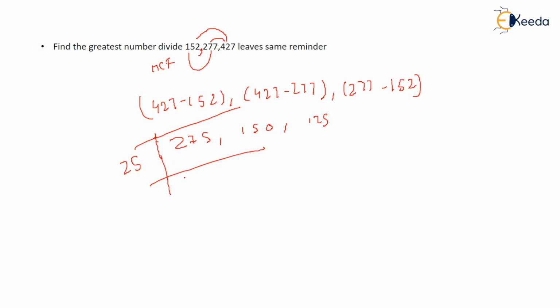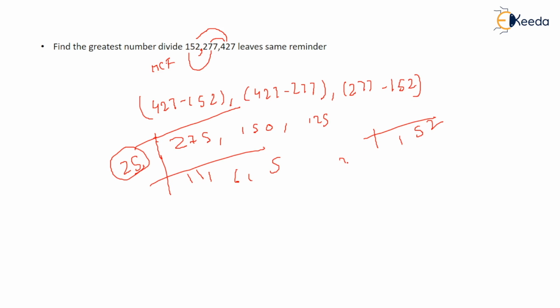After 25, this comes out to be 12. This comes out to be 6. This comes out to be 5. It cannot be further divided because 11 is a prime number. So you can see 25 is the greatest number. For cross verification, you can do this.